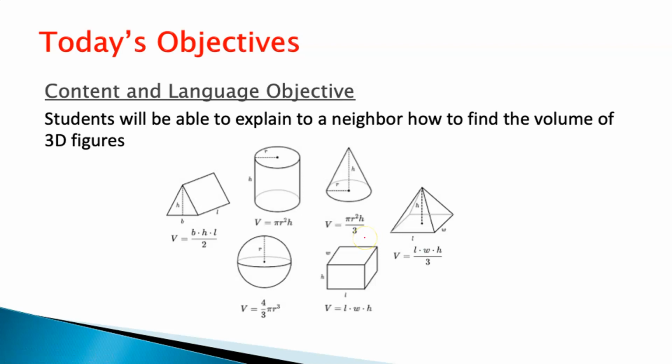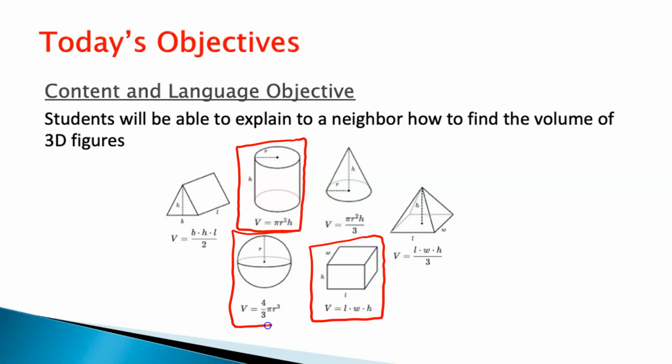We've gone through a rectangular prism or a cube, which is simply length times width times height. We also talked about a cylinder, which is pi r squared times its height. Then we moved on to spheres. This one's a little bit trickier. It's 4 over 3 times pi, and then your radius r to the third power.